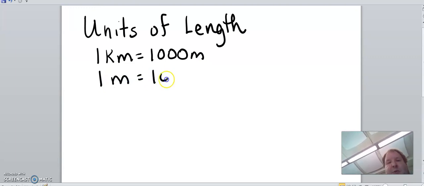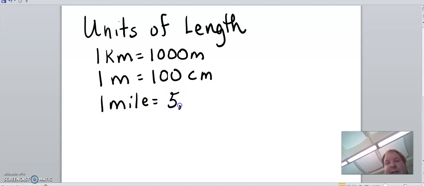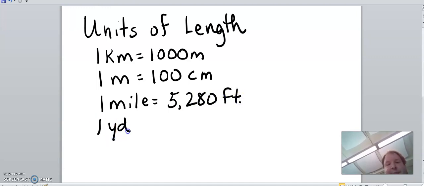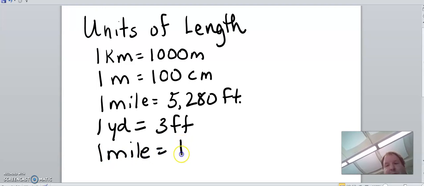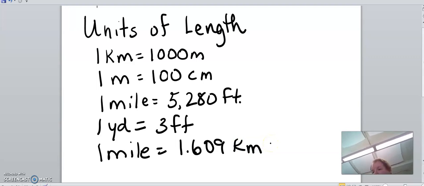1 meter equals 100 centimeters. 1 mile equals 5,280 feet. 1 yard equals 3 feet, and 1 mile equals 1.609 kilometers. I'm going to give you just a second to write that down. This is recorded, so you can always go back and forth as needed and rewind as needed.